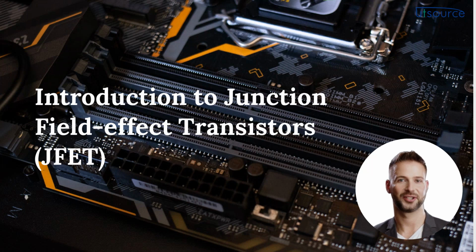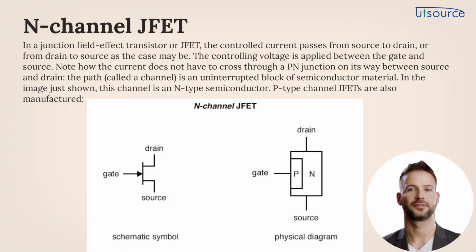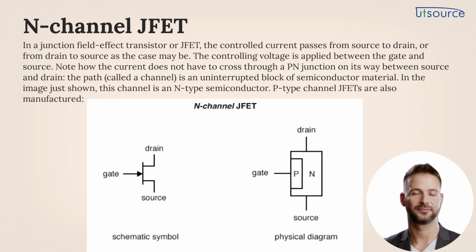Introduction to Junction Field Effect Transistors, JFET. A transistor is a linear semiconductor device that controls current with the application of a lower power electrical signal. Transistors may be roughly grouped into two major divisions, bipolar and field effect. All field effect transistors are unipolar rather than bipolar devices.